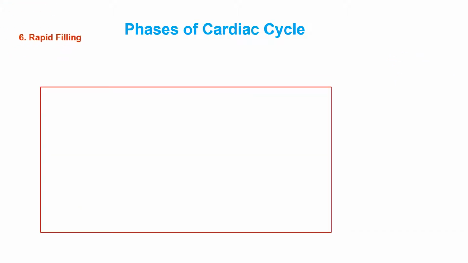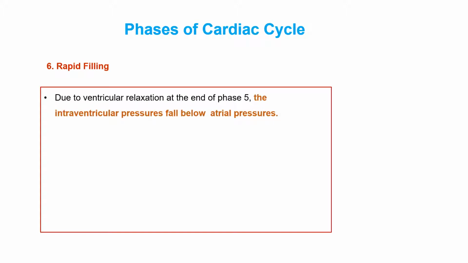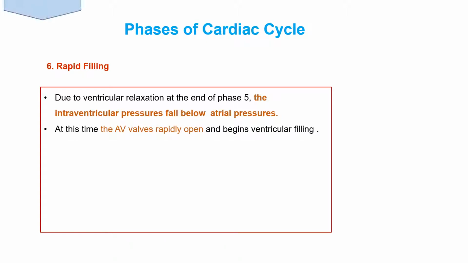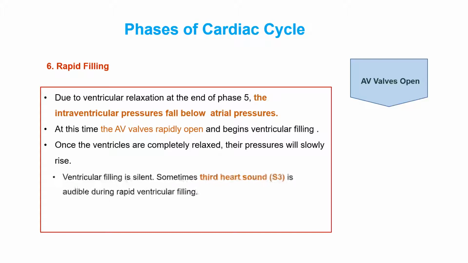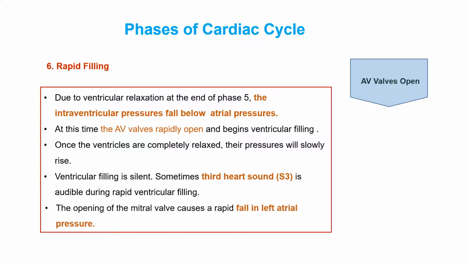Rapid filling. This is the sixth phase of cardiac cycle. Due to ventricular relaxation, the intraventricular pressure falls below the atrial pressures. At this time, the atrioventricular valve opens and begins ventricular filling. When the complete relaxation of the ventricles occurs, their pressure will slowly rise. The ventricular filling is silent. Sometimes a heart sound S3 can be audible. It is normal in children. The opening of the mitral valve causes a rapid fall in the left atrial pressure.